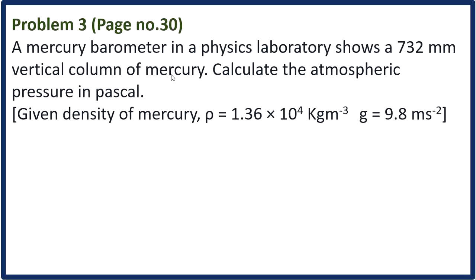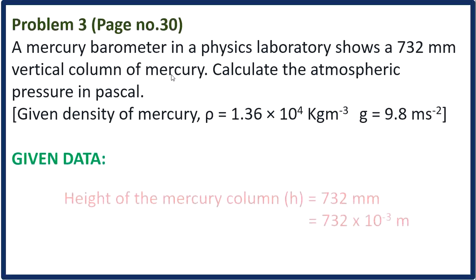The density of mercury is given as 1.36 into 10 power 4 kilogram m^-3 and the acceleration due to gravity is given as 9.8 m s^-2. The value of mercury column is given as 732 millimeter. We can calculate the atmospheric pressure in terms of Pascal.